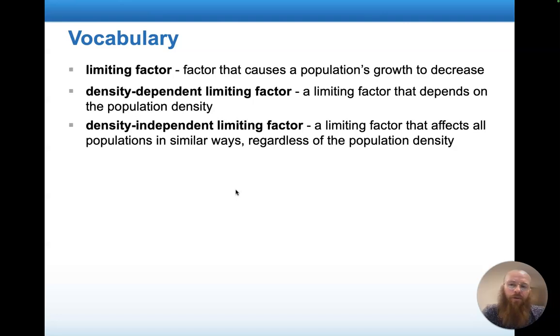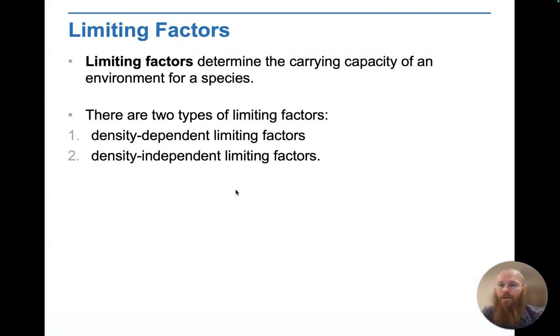We've got 3 vocabulary terms. Those are limiting factor, density-dependent limiting factor, and density-independent limiting factor. So we're using this word a lot. What is a limiting factor? A limiting factor is ultimately going to determine the carrying capacity of an environment for a species.